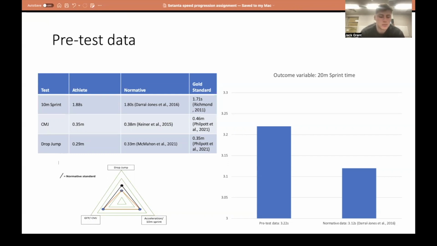So we have our spider diagram here. We are the orange. This is where we are. The black lines are those normative standards. So by the end of this, we'd like to be at those values and at those normative standards in all three regards.